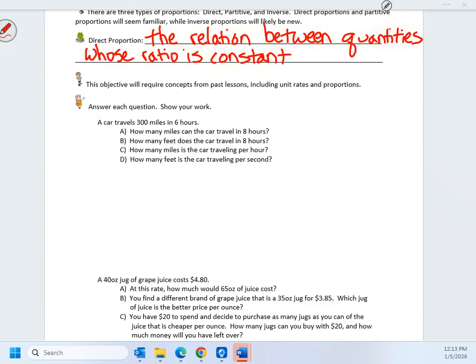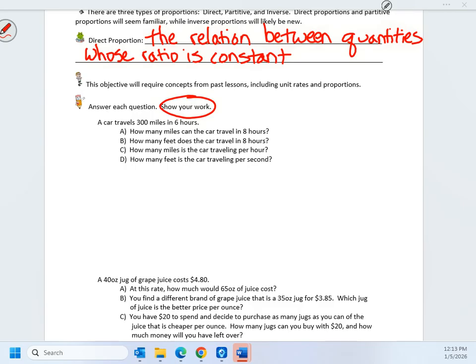It says, answer each question and show your work. Okay, how are you coming up with it? You're not just using a calculator. Gavin, we haven't started yet. You're not just using the calculator and putting an answer. We have to show our work. What math are you actually doing?